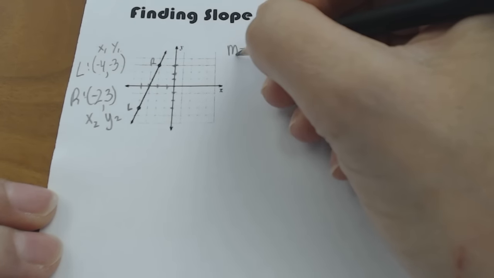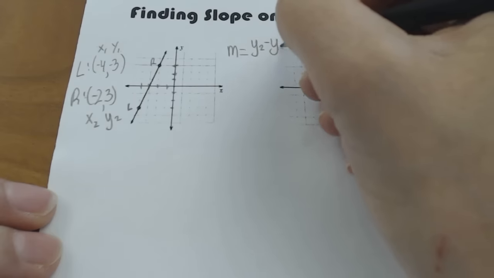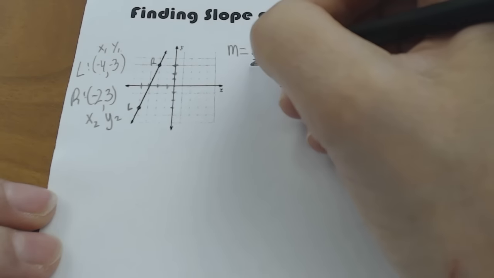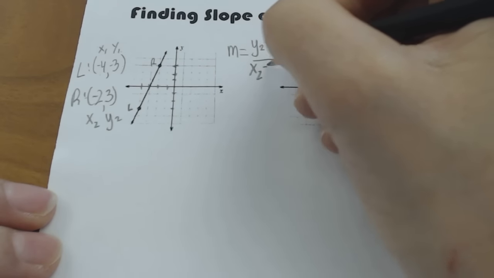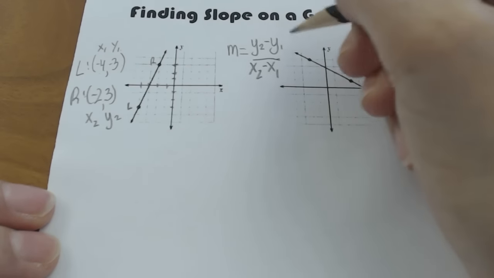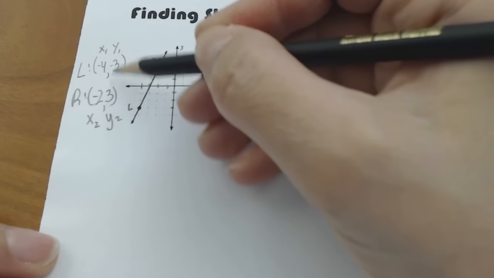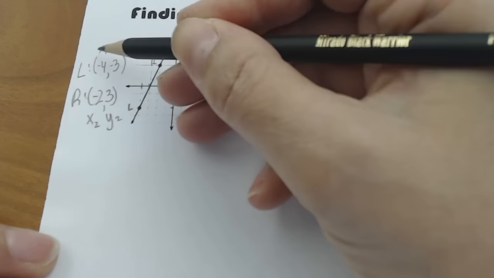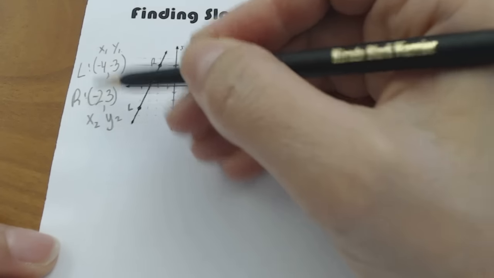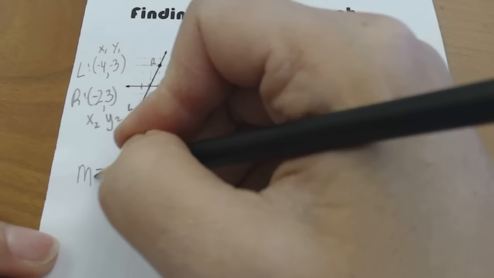M equals, remember M represents slope, y2 minus y1 because it's the change in the y's, divided by x2 minus x1, the change in the x's. Remember, it's always the second y minus the first one. We almost have that nicely set up here. Here's y2, here's y1, here's x2, here's x1. Almost like if we set it up in a table. So let's go through and use the slope formula.